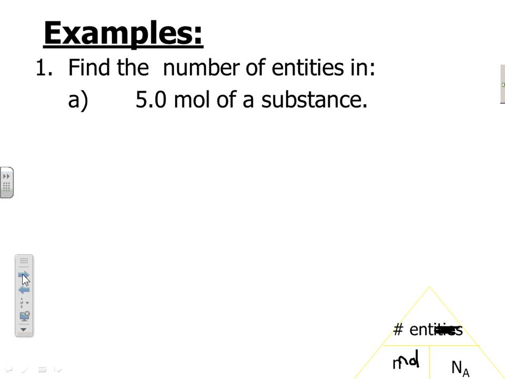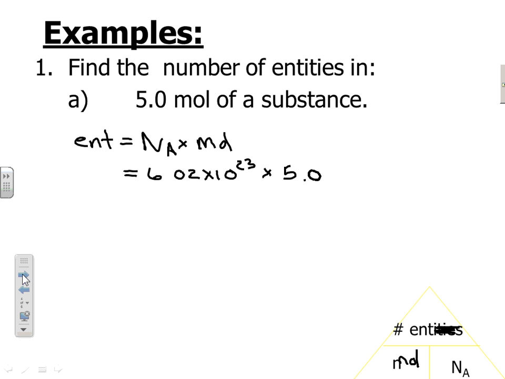We know how to use the triangle here for this. If I'm looking for entities, I'm covering up entities. We're multiplying those two things together. Entities is equal to moles times Na, or Na times moles. Entities is equal to Na times moles. Na is 6.02 times 10 to the 23 times 5.0 moles. Now we've got some calculator practice to do.